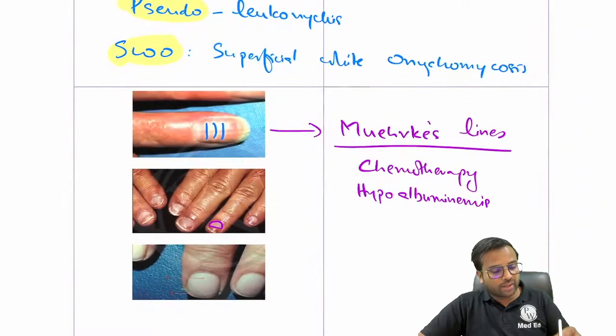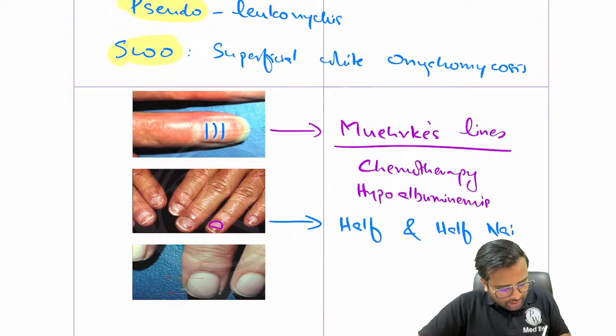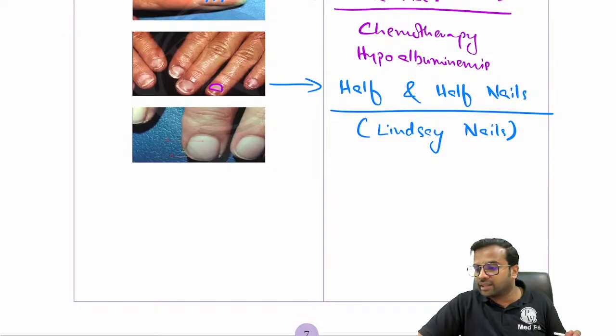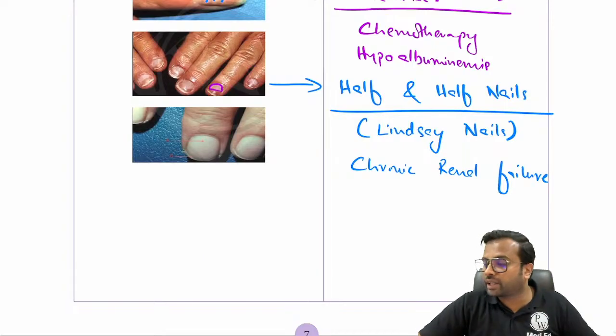Yes. So here, the proximal half has turned white in color. So we call it half and half nails. These kinds of nails are also called Lindsay nails. Now, in which disease do you find these Lindsay nails? We find them in chronic renal failure. So we see them in chronic renal failure.